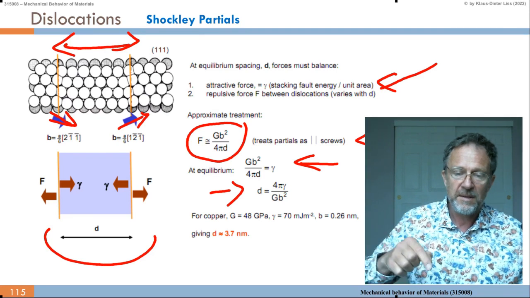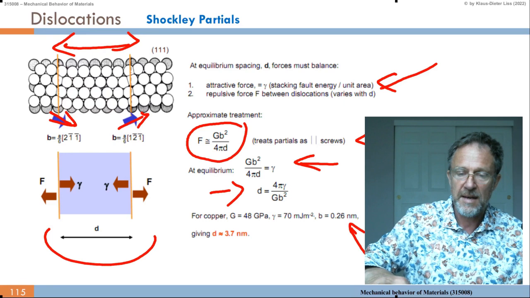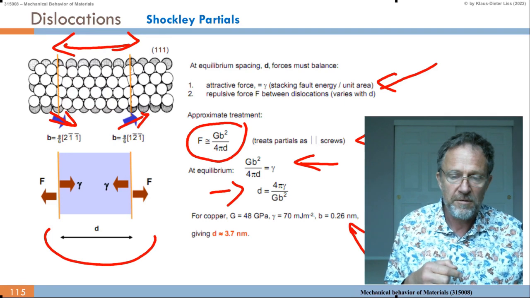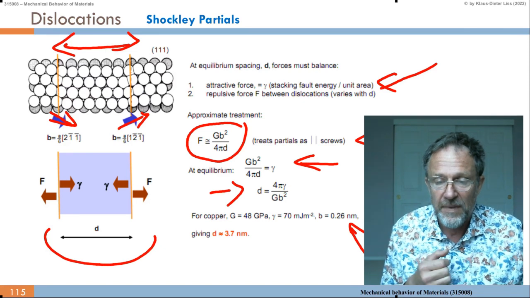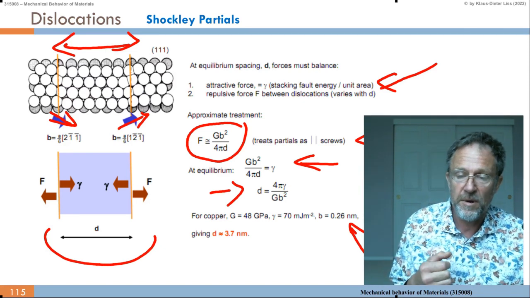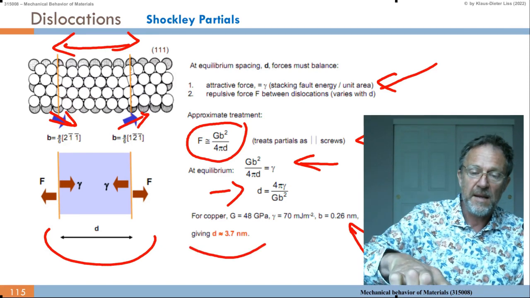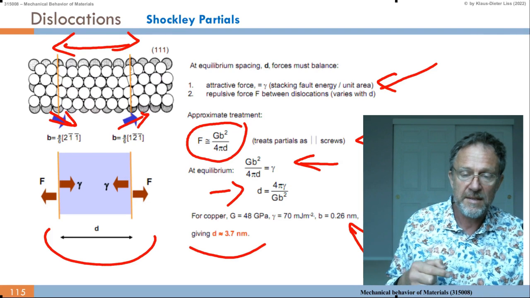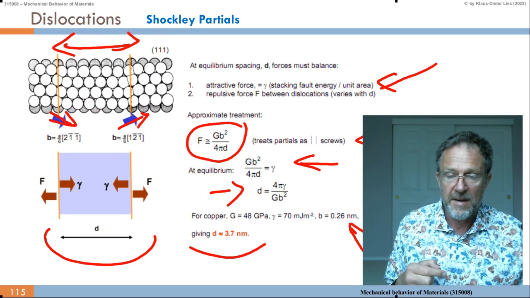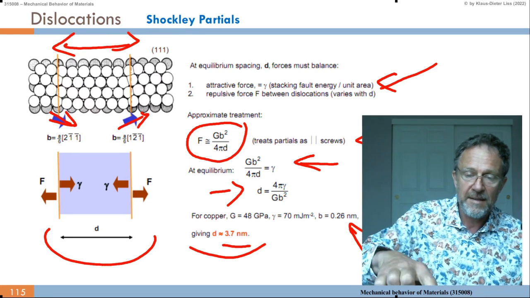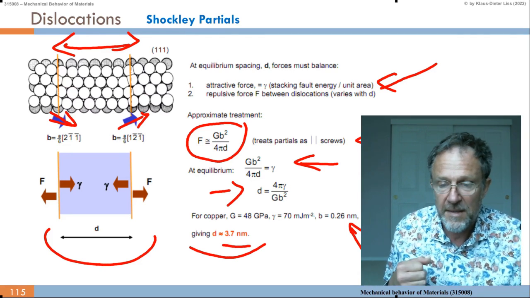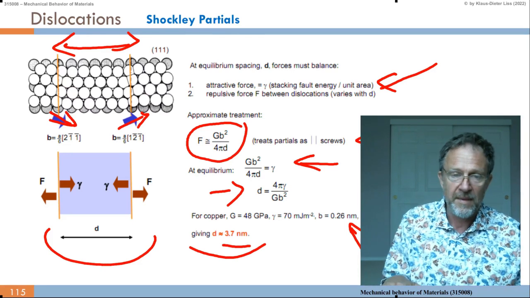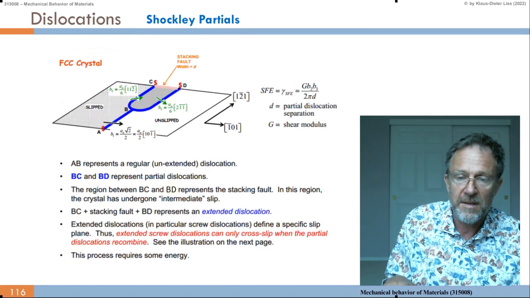So for copper, here's a numeric example. G is 48 gigapascal, gamma is 70 millijoule per square meter, and b is 0.26 nanometer, and that evaluates to a distance of 3.7 nanometer. So you see the distance here is well over 10 times the Burgers vector. It's a good spread of the dislocation.